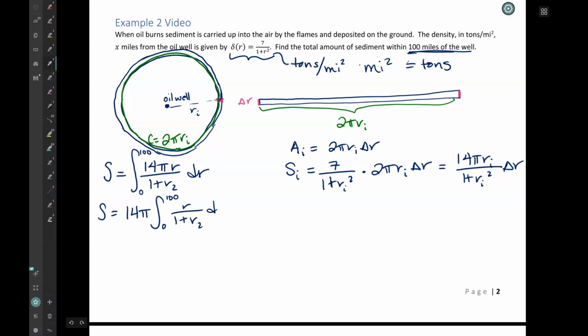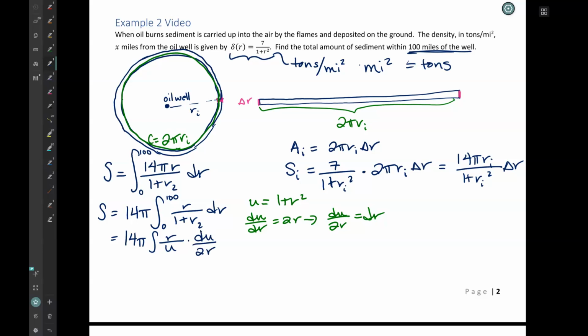And this actually looks like a beautiful u substitution problem. If we let u equal 1 plus r squared, then du dr is 2r, or du over 2r is dr. So when I come back and put that in here, oh, I should be careful. I'm not going to put those in yet. I get r over u times du over 2r.